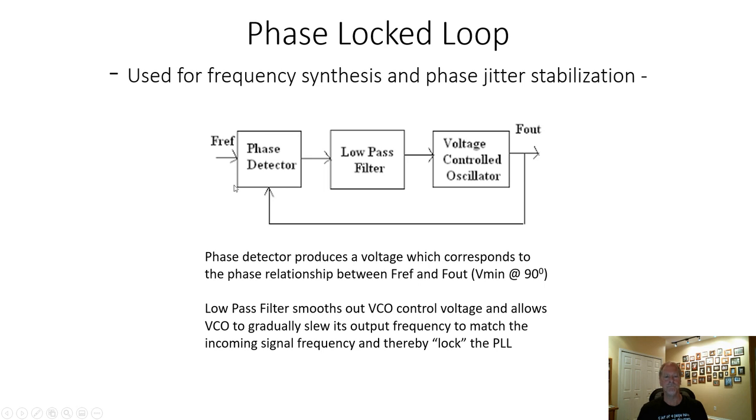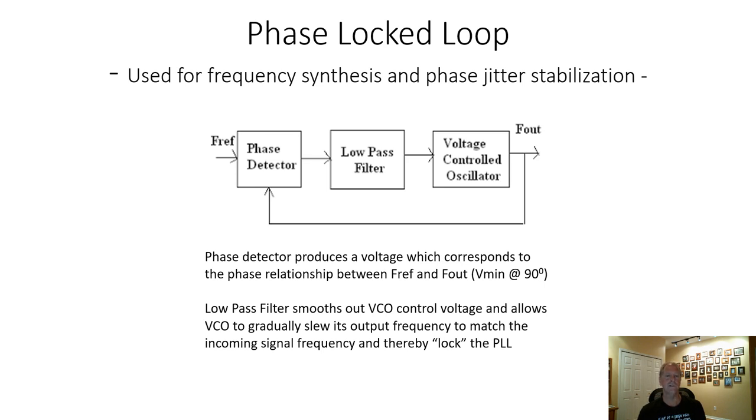Phase detector's job is to compare the phase of this F ref input to the F out coming back around to it. So it compares the phases between the two inputs here and produces a voltage on the output which corresponds to the phase difference between the two. Now, at 90 degrees, in other words, 90 degrees difference, it produces what I'm going to say is the most mellow voltage. All right, it's the lowest voltage.